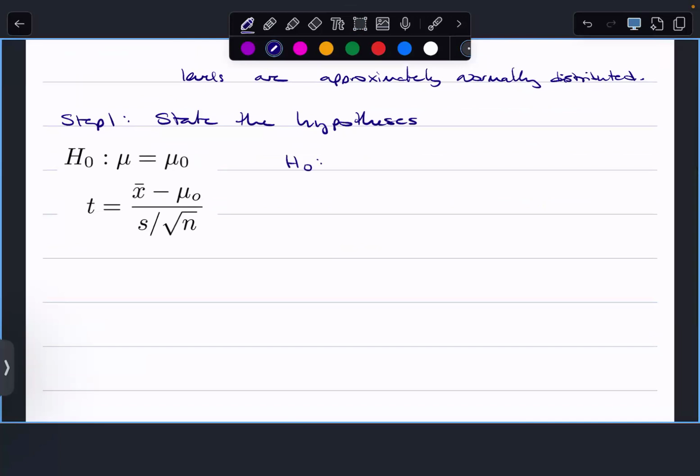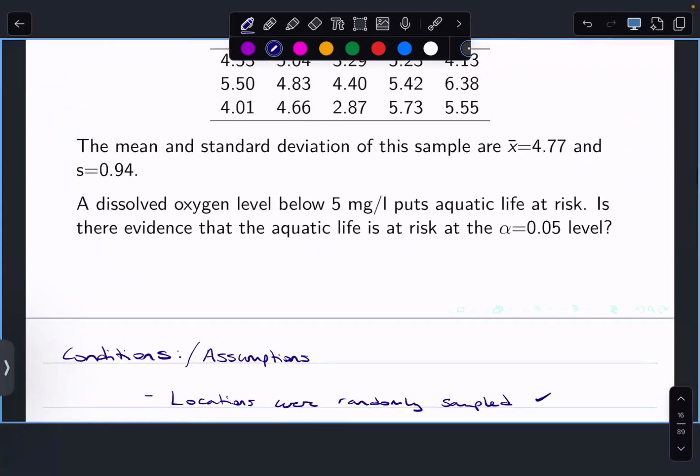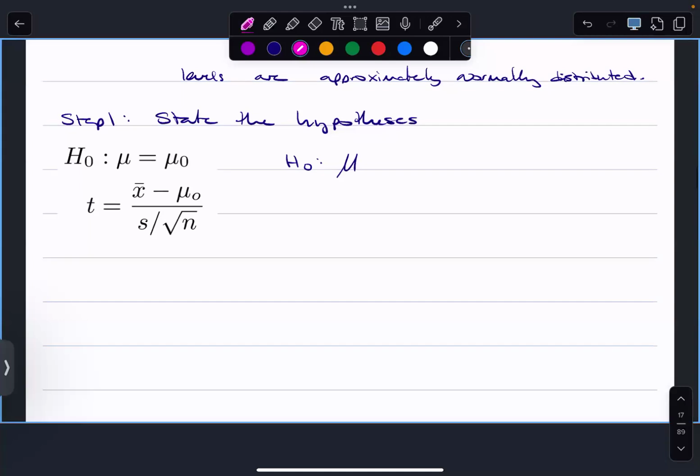The null hypothesis is going to be, how does mu compare to 5? Because from here, this means that mu naught is 5, the value I want to compare X bar to. I have my sample mean and I want to compare it to 5. And so that's what makes my mu naught 5. So mu is equal to 5.